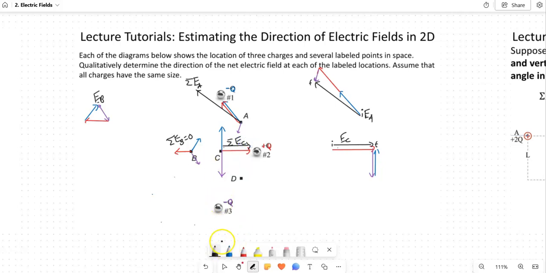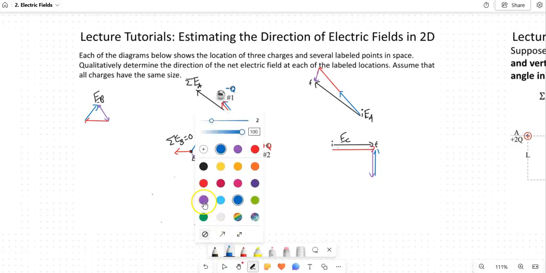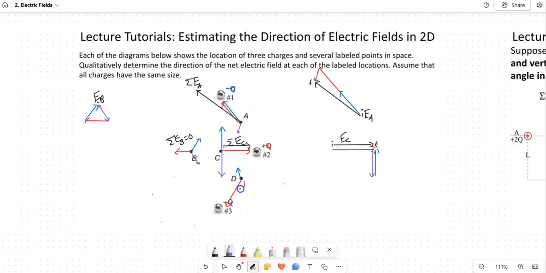All right, so let's do D. That negative blue charge is really far away, so this is going to be a small vector. We're really close to that positive charge, so that electric field vector is going to be pointed away from it. And the purple guy is the same distance and same magnitude, so it'll be like this. So we'll do D over here.